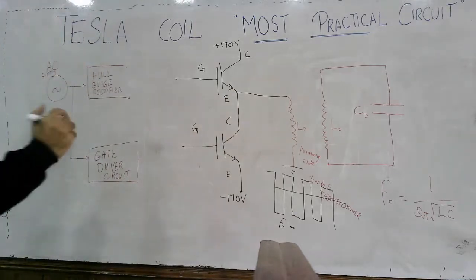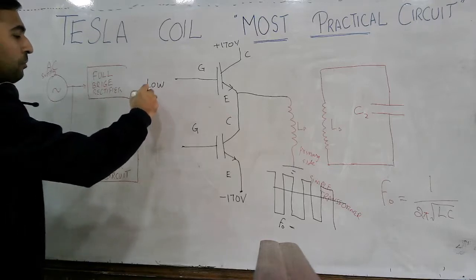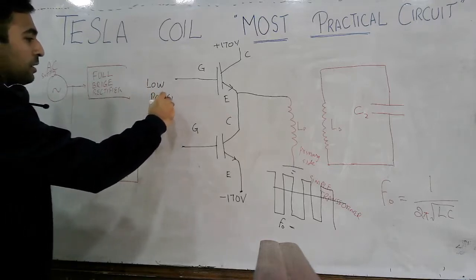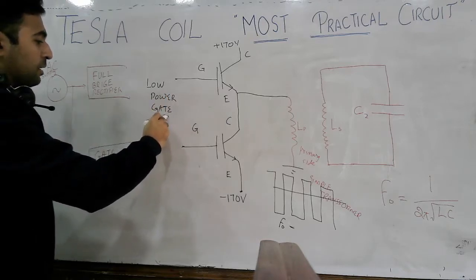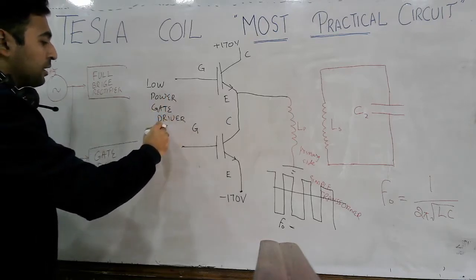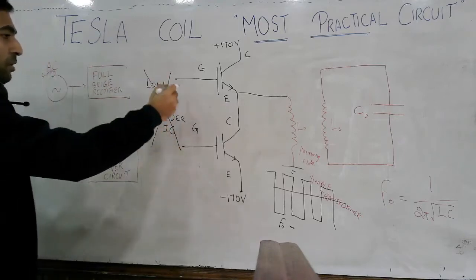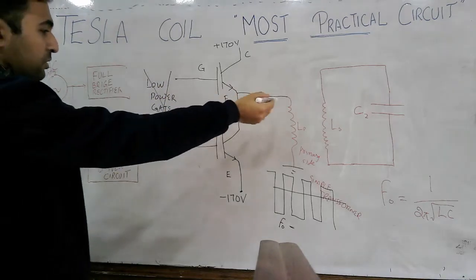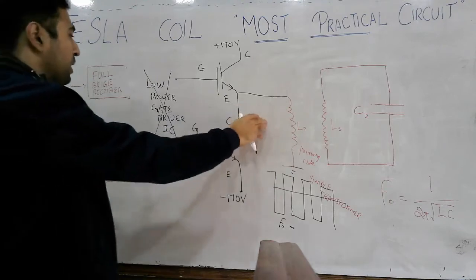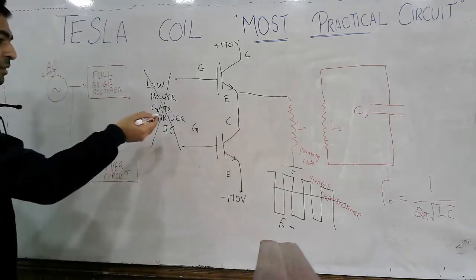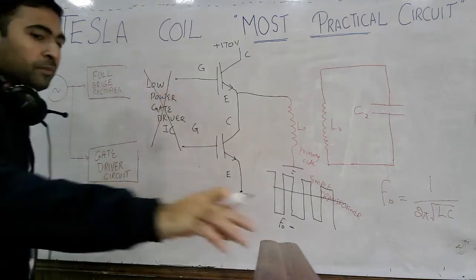So we won't be using the low power gate driver IC. We will not be using the low power gate driver IC, because here you have the emitter connected, and here we have a very high frequency waveform. So your gate driver IC will get burned. So what should be here?